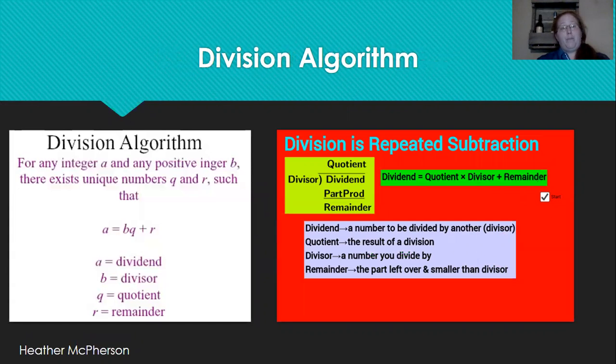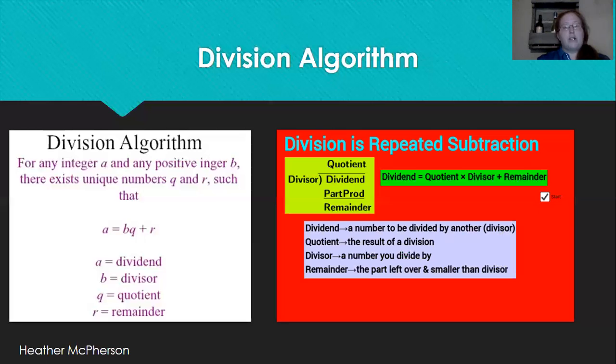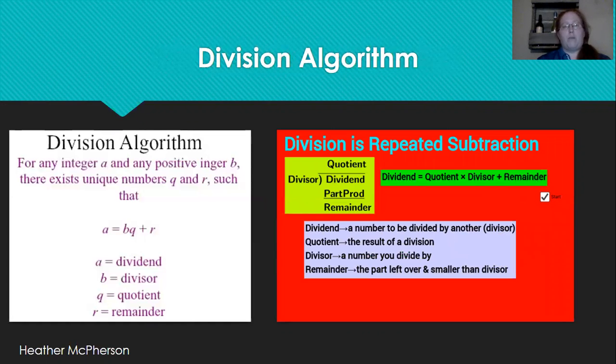Division algorithm. For any integer a and any positive integer b, there exist unique numbers q and r such that a equals b times q plus r. So, you have to ask yourself, what does this problem really mean? It would be your dividend equals your quotient times your divisor plus your remainder.